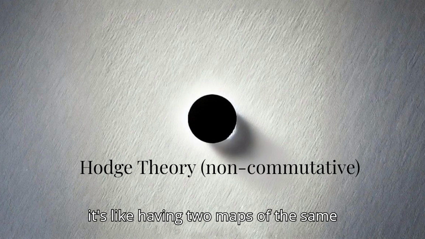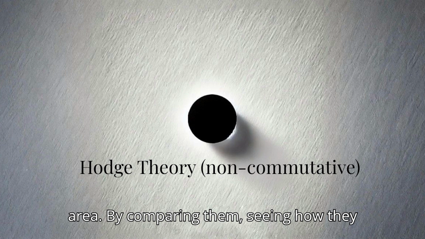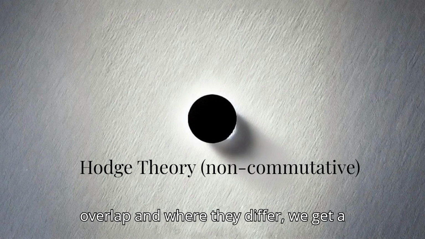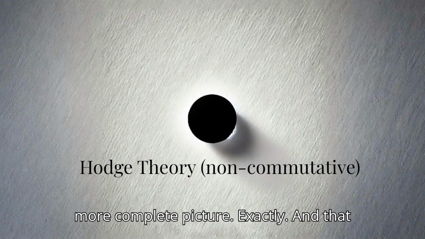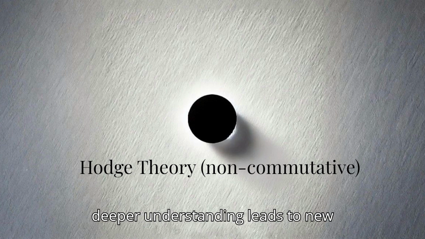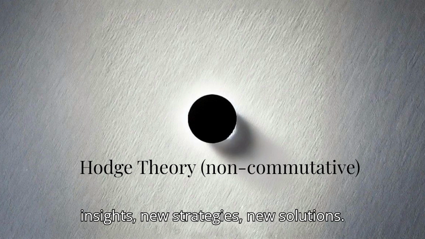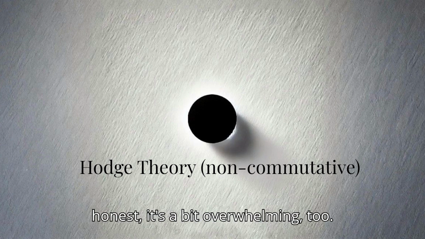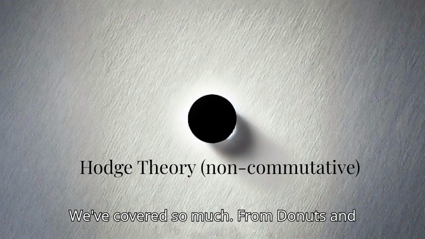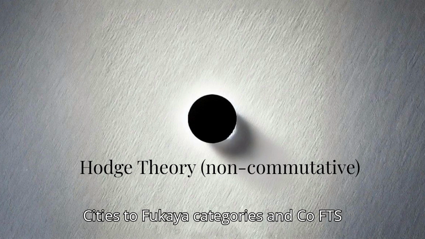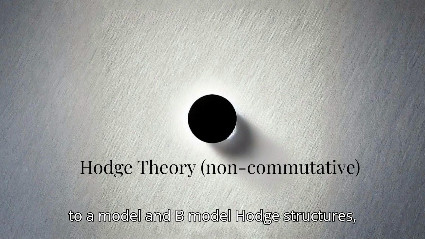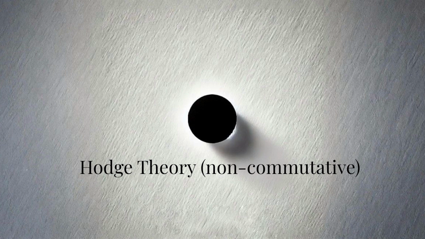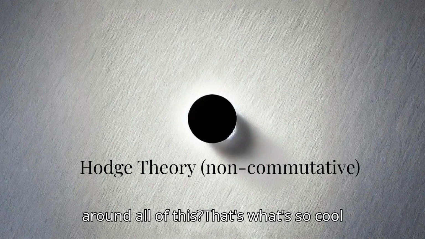So it's like having two maps of the same area. By comparing them, seeing how they overlap and where they differ, we get a more complete picture. Exactly. And that deeper understanding leads to new insights, new strategies, new solutions. This is incredible, but I gotta be honest, it's a bit overwhelming too. We've covered so much, from donuts and cities to Fukaya categories and co-FTs to A-model and B-model Hodge structures. Where do we even start to wrap our heads around all of this?